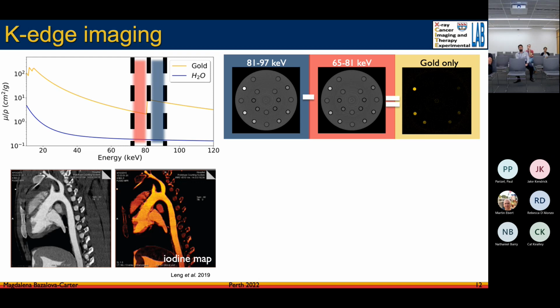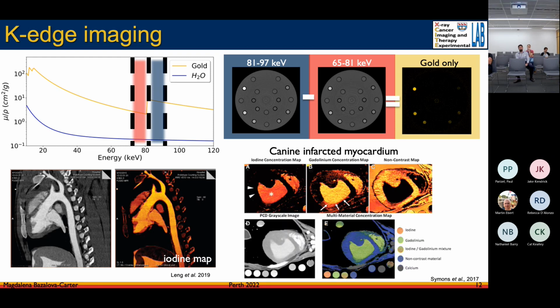So these are some images of a swine that was injected with iodine. So you can see basically the entire CT image, perfusion image on the left-hand side, and just the iodine map on the right-hand side. Again, this is done by KH imaging. And here there's some pictures of the canine infarcted myocardium. So they injected iodine and gadolinium contrast agents. The iodine basically just shows the blood pool, which is shown over here. So this is done by KH imaging of iodine, where the KH is at 33 keV. Again, by simple subtraction.